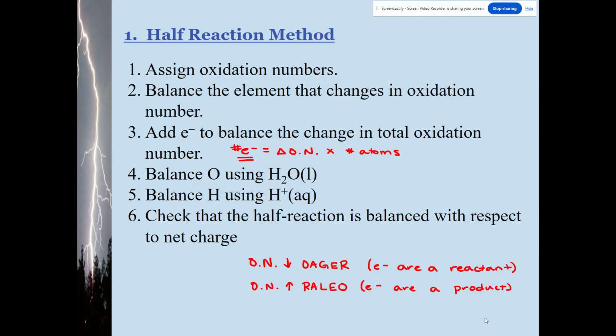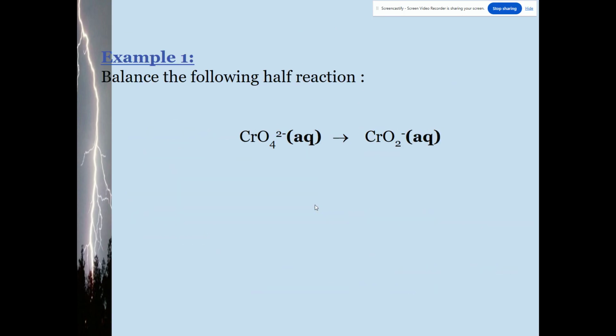After we've added the electrons, we can then balance any oxygen atoms by adding water to whichever side is oxygen deficient. And then, as long as you're told this is happening in an acidic environment, which for Chem 30 it always is, you're then going to balance your hydrogen atoms by adding acidic hydrogen ions. Last, there's a check that we can do for ourselves, where the net charge of the reactants must equal the net charge of the products. So let's look at a couple of examples for doing this.